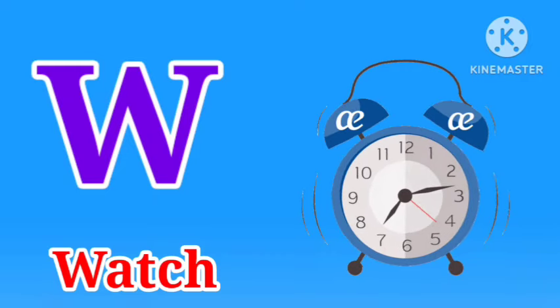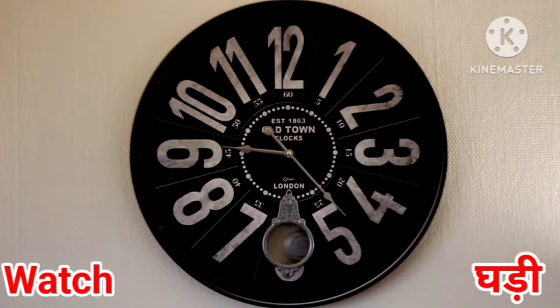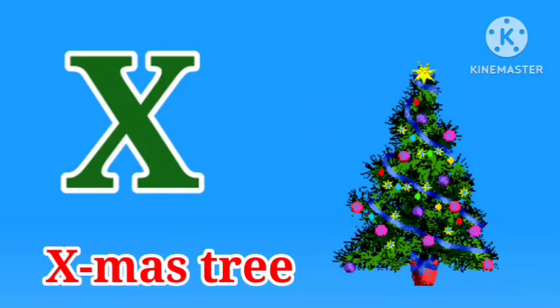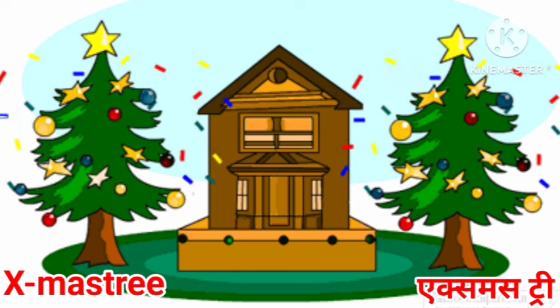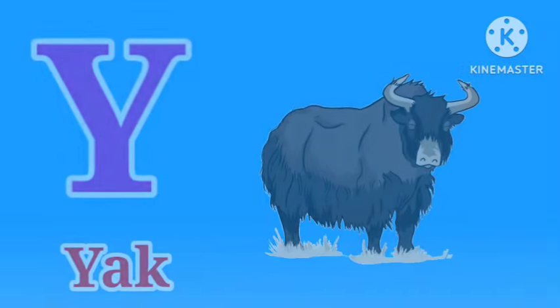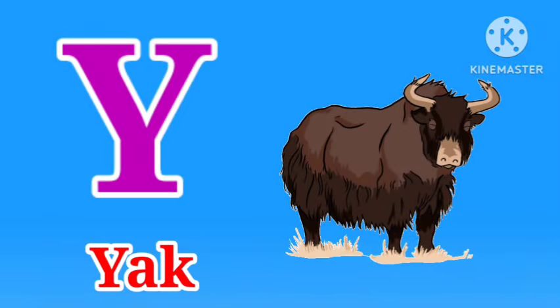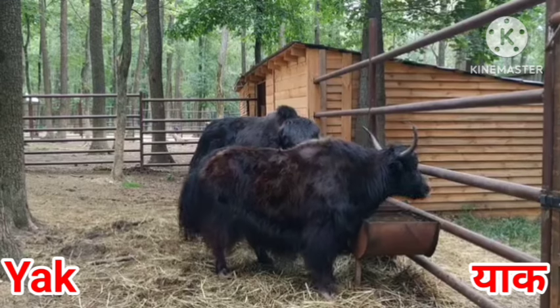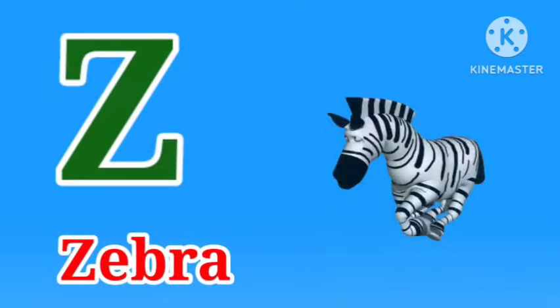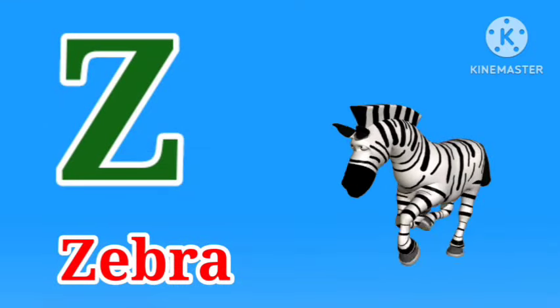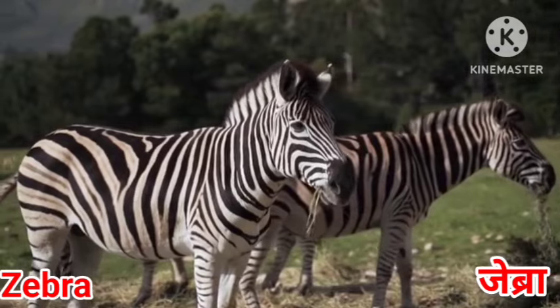W for watch. Watch means ghadi. X for Xmas tree. Xmas tree means Xmas tree. Y for yak. Yak means yak. Z for zebra. Zebra means zebra.